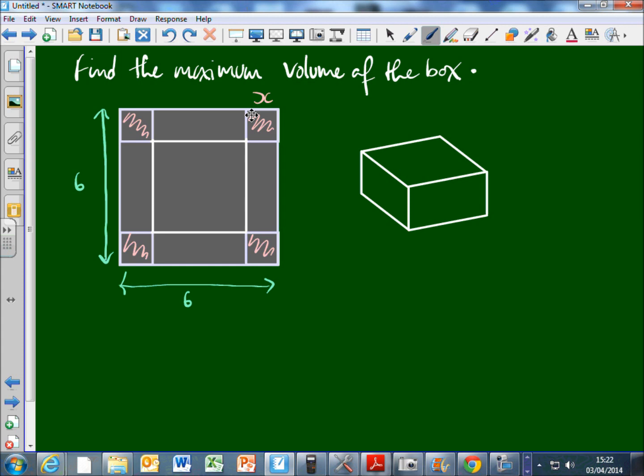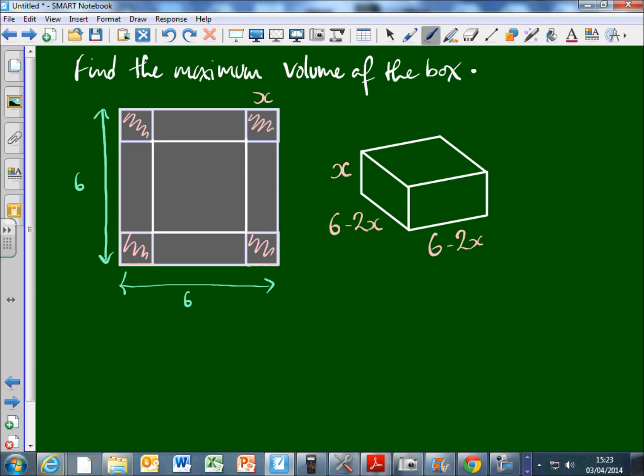So let's see if we can say what the sides are. How high is the box going to be? X. Now, what's the length for this box here? It's not 6, it's 6 take away 2x, because it was 6 long, and I've taken that bit off and that bit off. Got it? And so what's this length here? Same, 6 minus 2x.